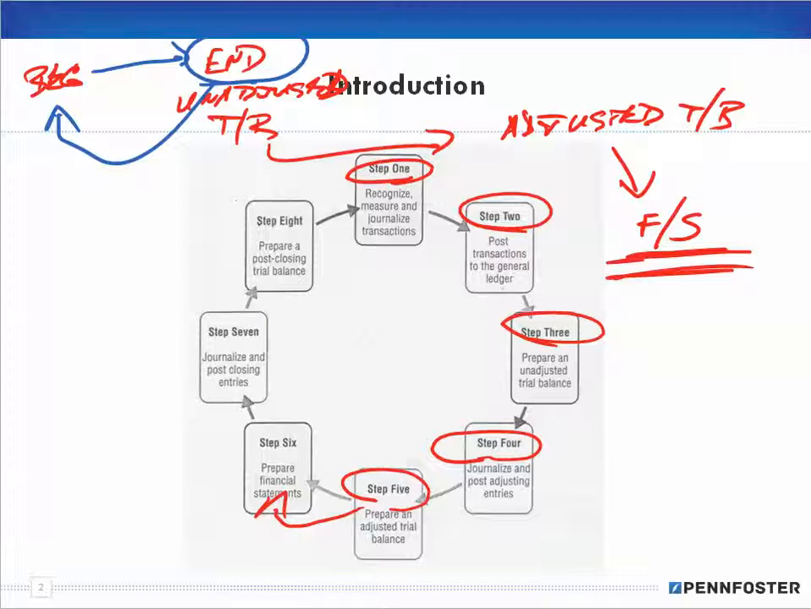So once we have our financial statements, we have to make closing entries in step 7 in order to be able to prepare our books for the next accounting period. And once we do that, then we can create a post-closing trial balance, which reflects the beginning balances for the next accounting period. Okay, so that's where we're at in the process.